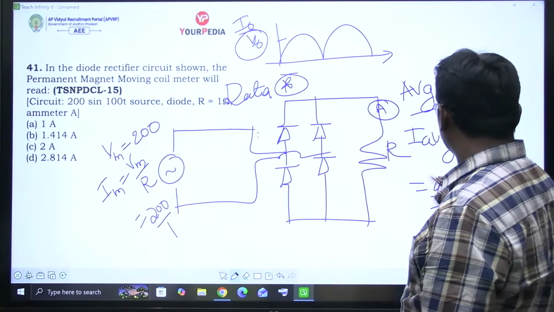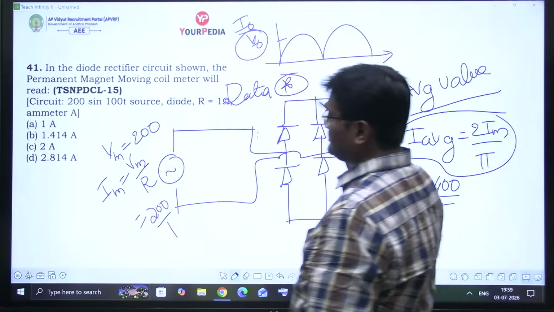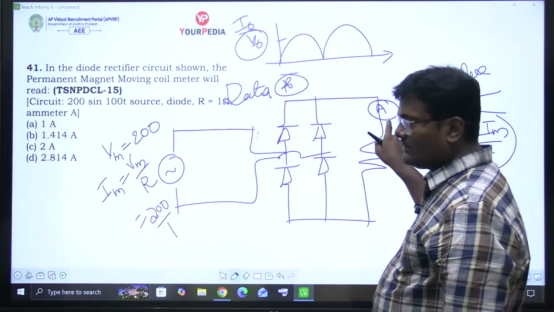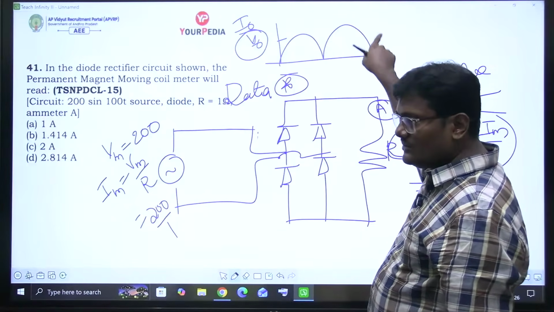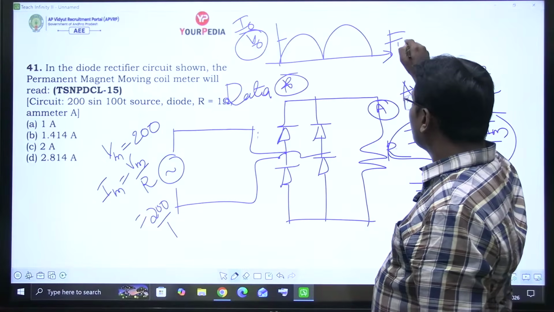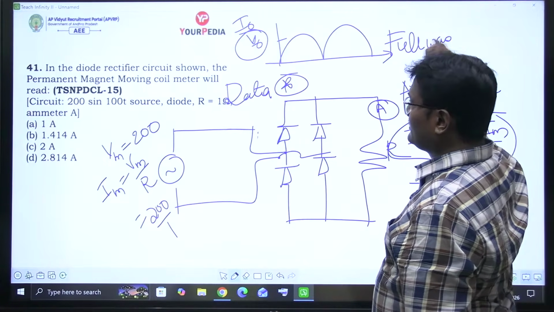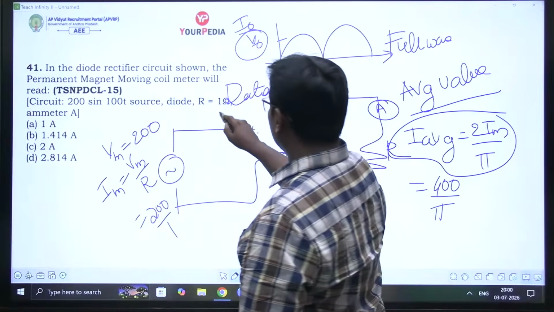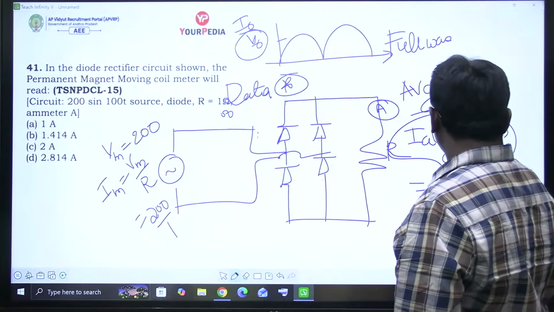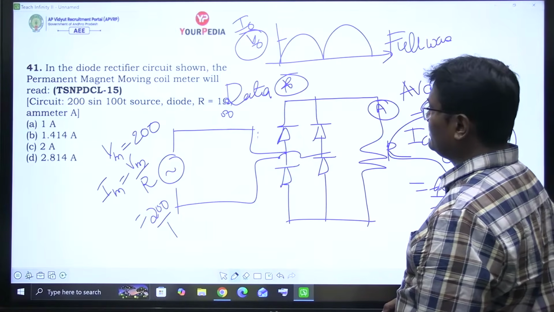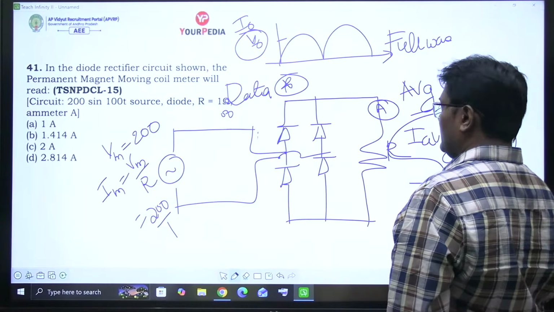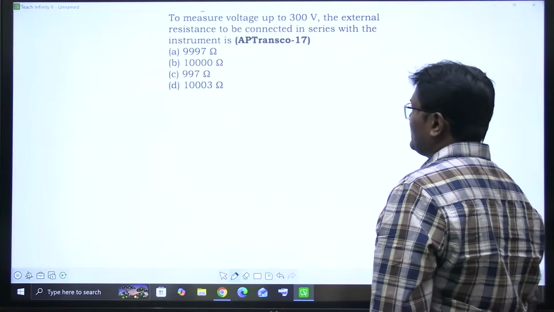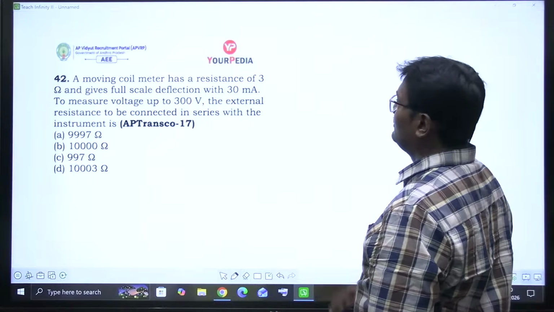So Vm by pi. So this formula is correct. So the analysis is only one thing. Here the ammeter will read PMMC, and ammeter will read the average value. So the average value of the full wave rectifier is 2Im by pi. Maybe it is 10, maybe it is 100. You can take it as 100 now. So 100 means obviously 2 into Im. What is the Im value, 2 here, 2 by pi. So let's take it is 4 by pi. Like that. Okay, maybe. So here the data is missing now.